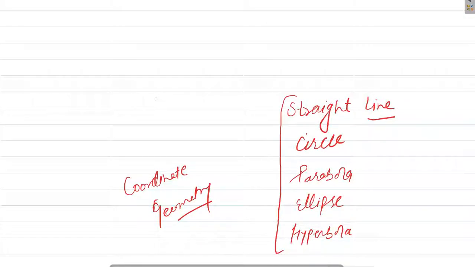Hello everyone. So this is the very first lecture of coordinate geometry, and coordinate geometry is the easiest part if we compare it with algebra and calculus of JEE or of class 11th and 12th. So we will start firstly by looking at the straight line, then we will jump to circle, parabola, ellipse, hyperbola one by one.